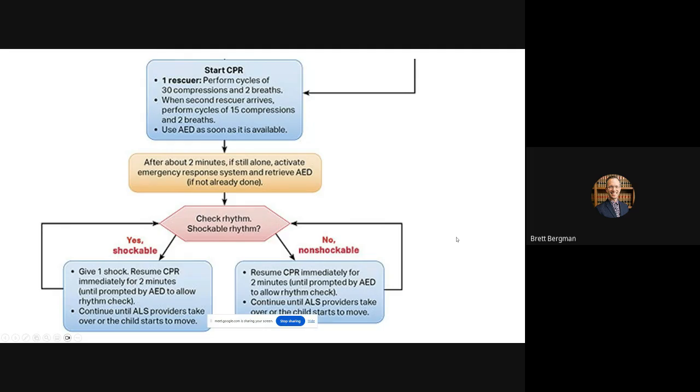So with pediatric patients, again, if you are one person, you're going to be doing 30 compressions to 2 breaths. Once that second rescuer arrives, then you're going to be doing 15 compressions to 2 breaths. Kids just don't have the cardiac etiology that adults do. They haven't been eating steaks for 40 years. They don't have high cholesterol. They don't have all these medical conditions. Their heart is pretty healthy. Respiratory arrest is usually the cause of cardiac arrest in a pediatric patient.